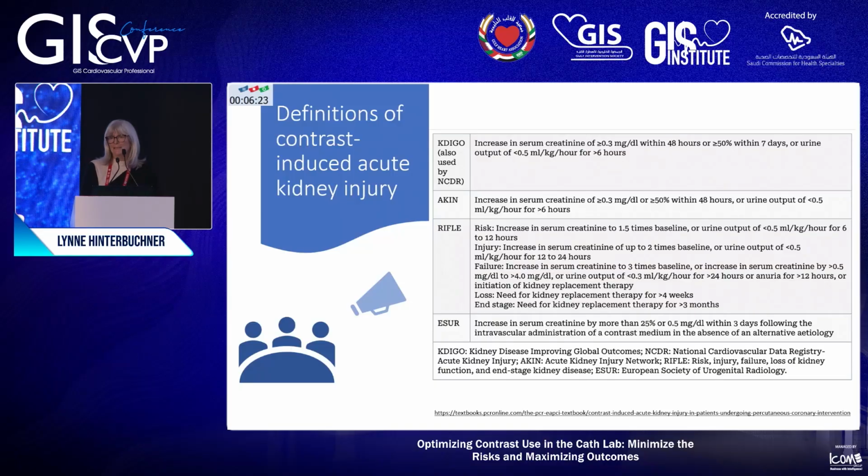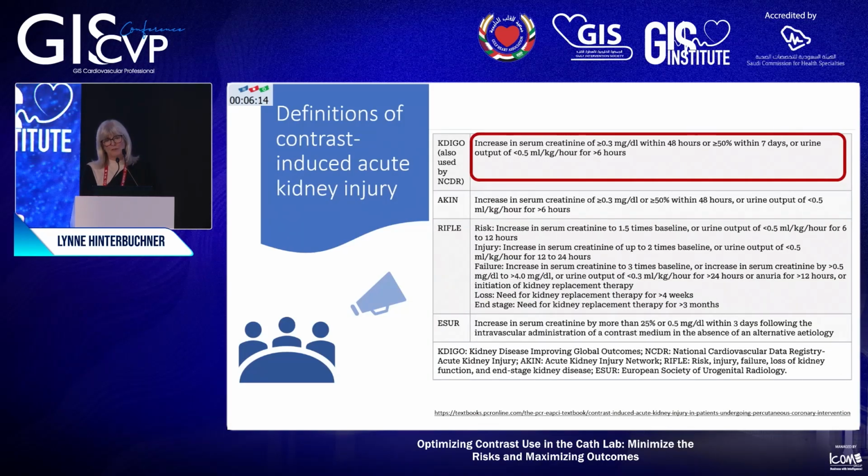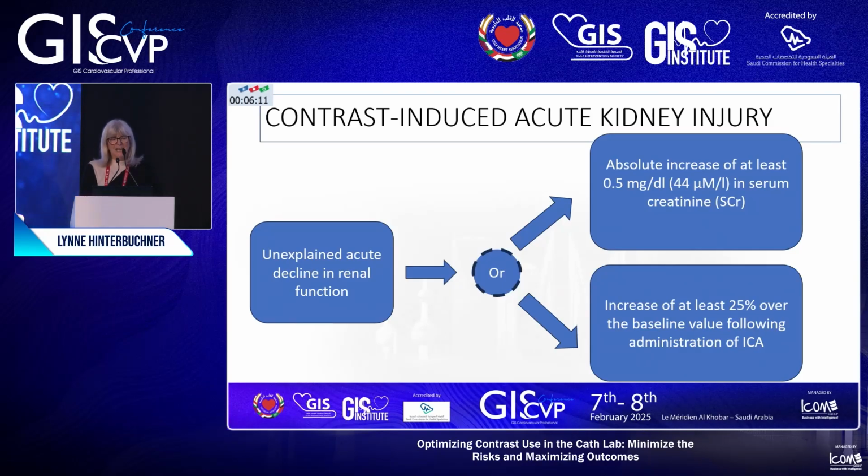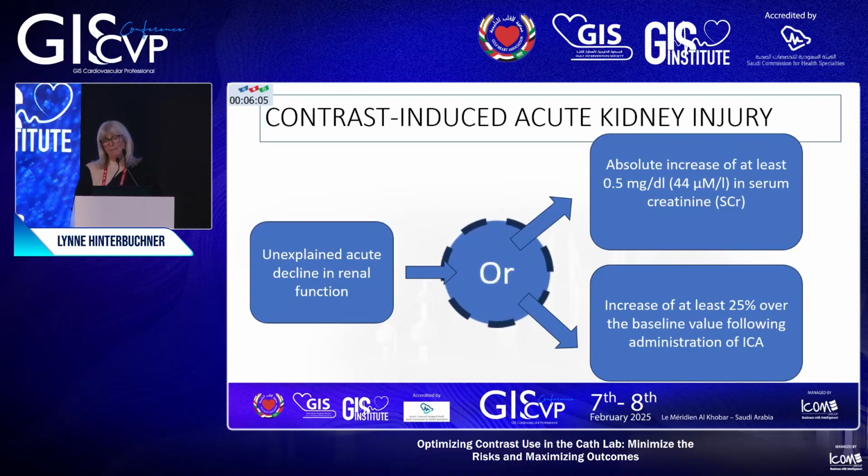Definitions, as usual, there's a million different definitions of what acute injury to the kidney is. This is the one that's most used. Let me break that down for you. It's an unexplained decline in renal function, and you usually can define it as one or the other: an absolute increase of 0.5 mg per deciliter in the serum creatinine, so you're looking at the creatinine, or an increase of at least 25% of the baseline value the patient had when they came to you. But remember, when you're looking at the serum creatinine, that takes a while to change. It's the filtration rate that's really important, so make sure you're taking a look at the patient's filtration rate.